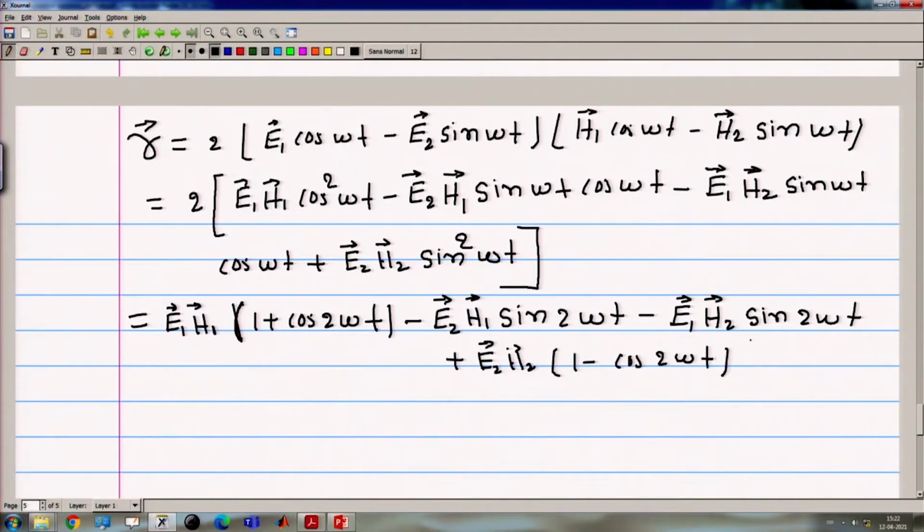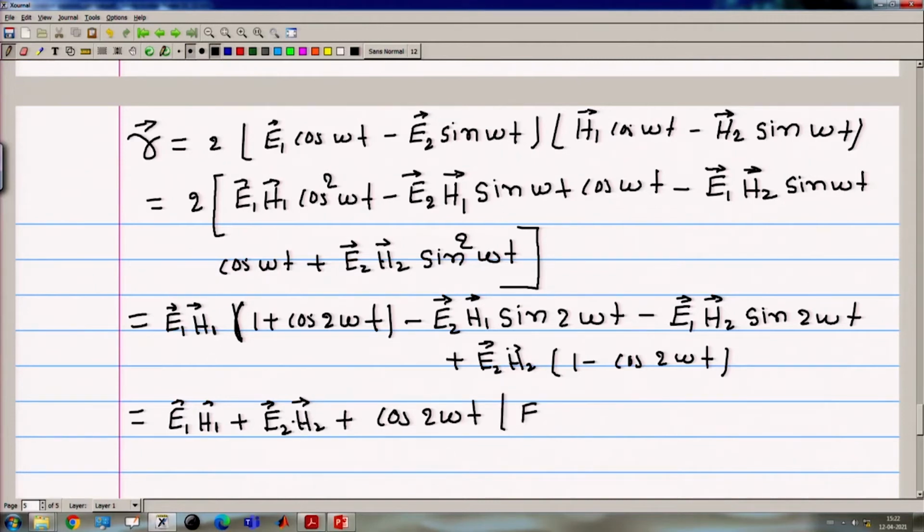So, this will come, and after this we can further simplify as E1 H1 plus E2 H2, this term, plus E2 H2, and we can take cos 2 omega t and sin 2 omega t common. So, if we take cos 2 omega t common, this will be plus cos 2 omega t.